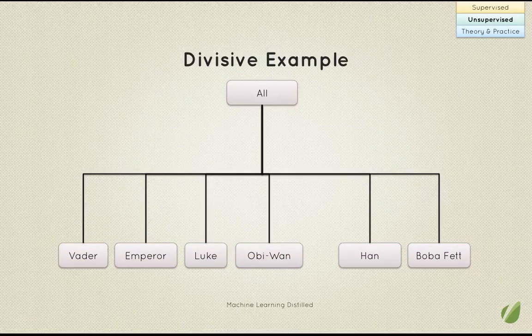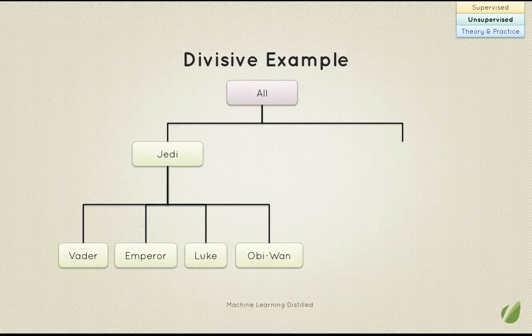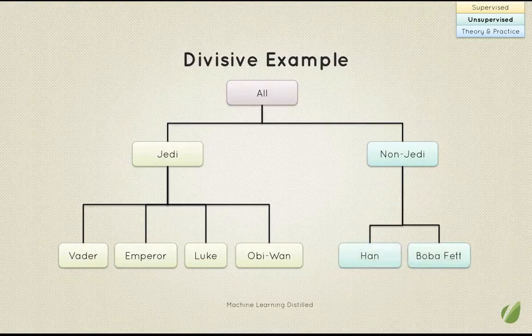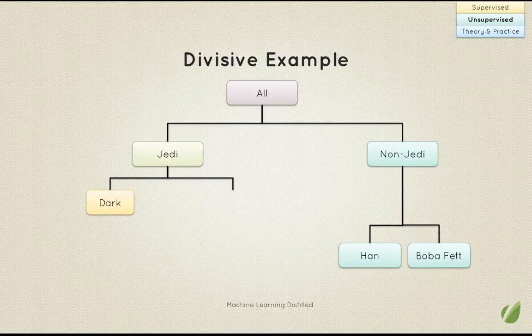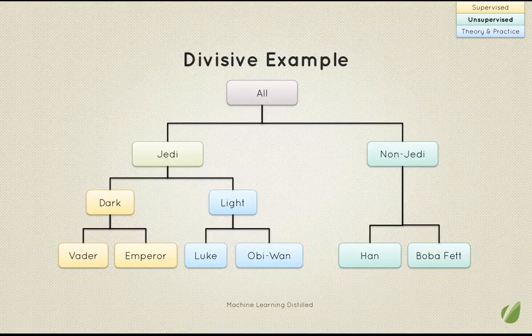In contrast, a divisive hierarchical clustering algorithm would work like this. All the instances are in one cluster to begin with. Then we break out into 2 clusters, Jedi and non-Jedi. Next, we break out the Jedi cluster into the dark and light clusters. So what we've seen here is 2 ways of creating this hierarchy of clusters. So each cluster contains more clusters, which contains more clusters.